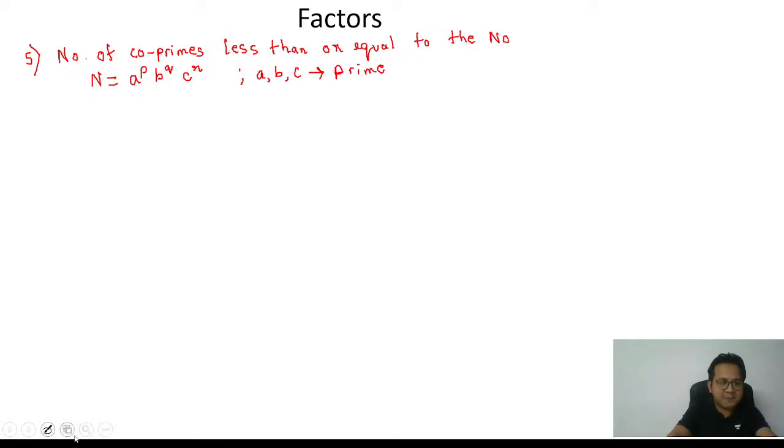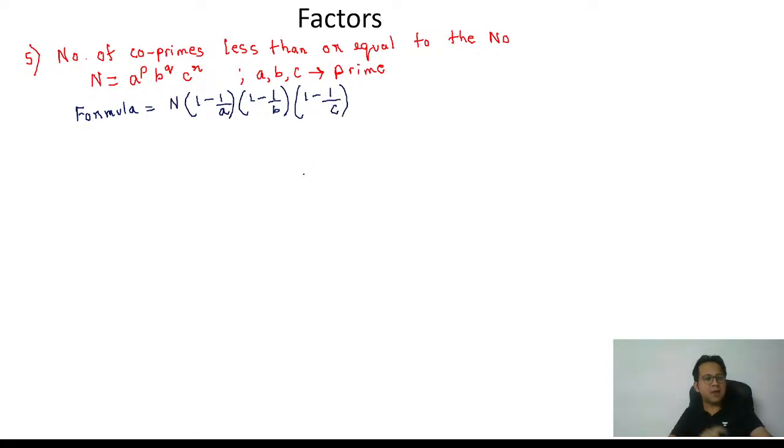The number of co-primes less than the number is given by what formula? Do you remember the formula? The formula is number into 1 minus 1 by A into 1 minus 1 by B into 1 minus 1 by C. Number of co-primes. Co-prime means no common factors other than 1. That is given by this formula. Fine? Point number 5 noted.